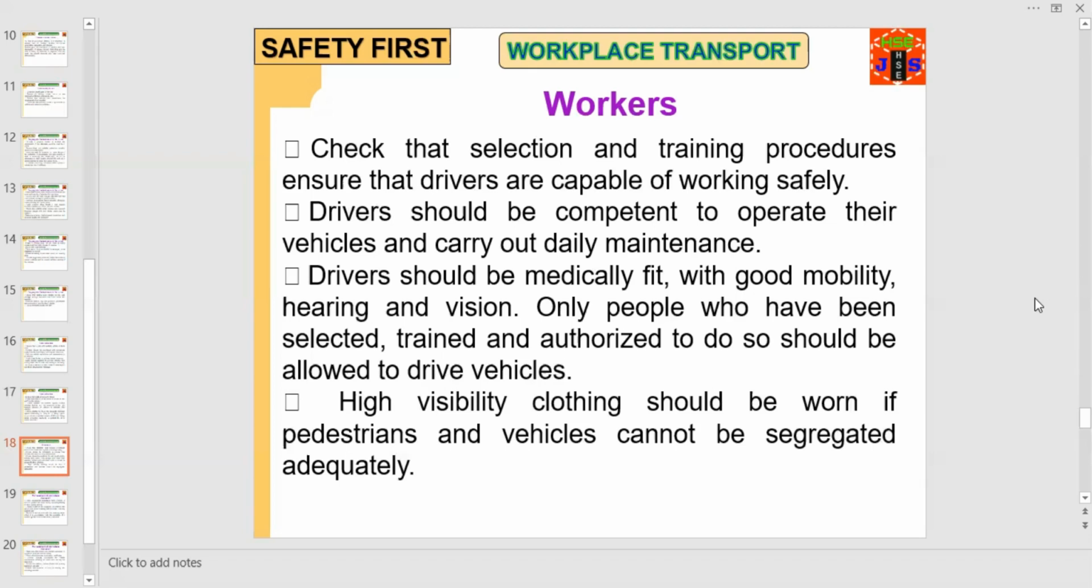Drivers should be medically fit with good mobility, hearing, and vision. Only people who have been selected, trained, and authorized should be allowed to drive vehicles. And lastly, high visibility clothing should be worn if pedestrians and vehicles cannot be segregated adequately.